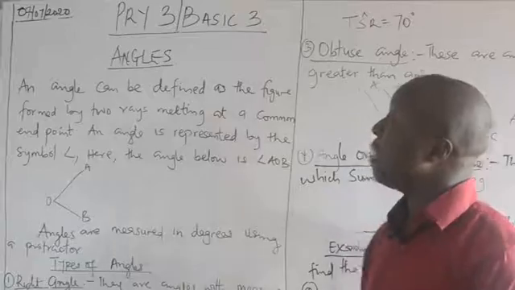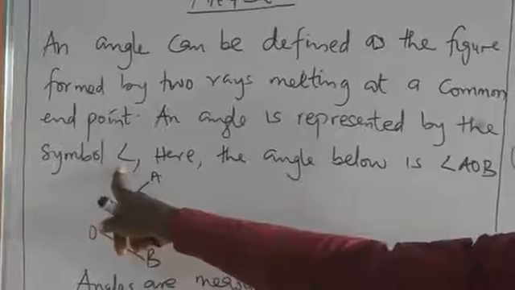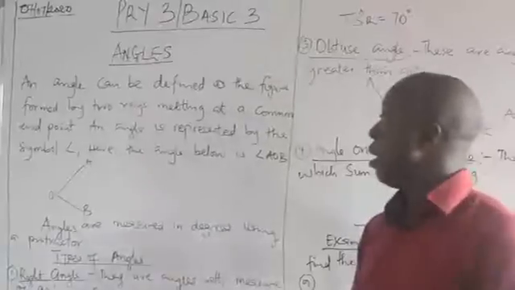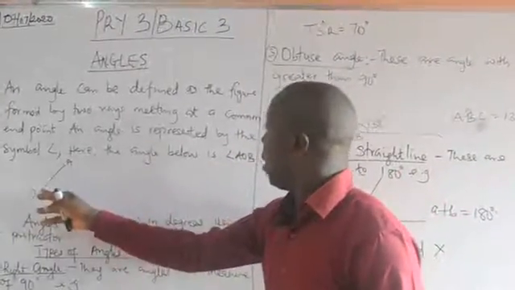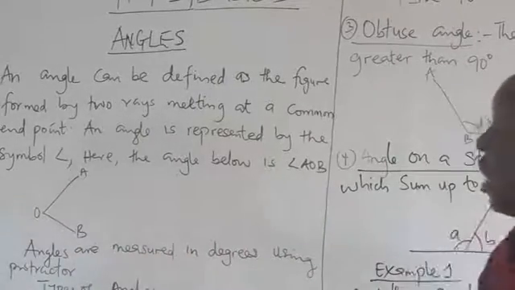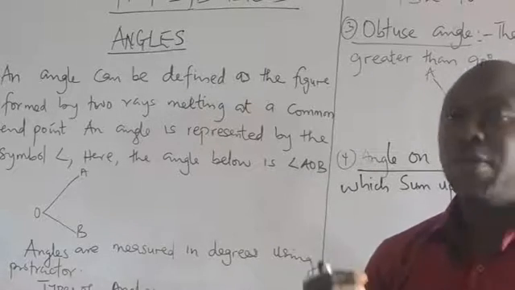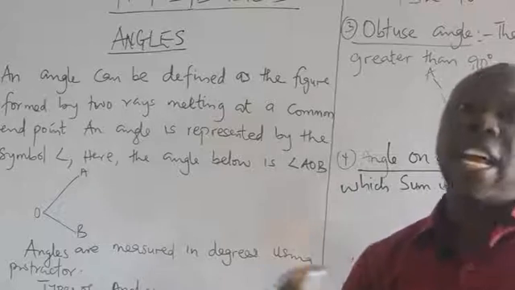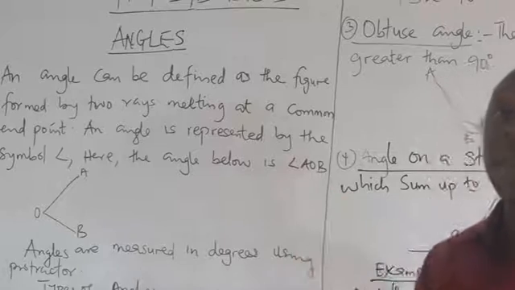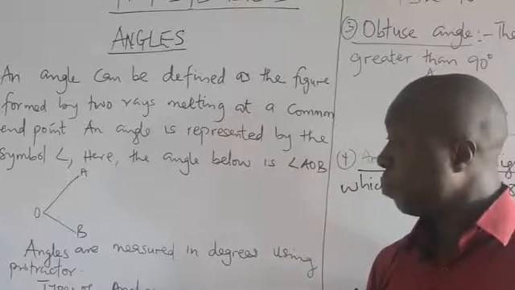An angle is represented by the symbol. If you see this symbol, it simply represents an angle. Here, the angle below is angle AOB. And angles are measured in degrees using a protractor. When you want to measure an angle, you use a protractor to get the correct measurement of the angle.